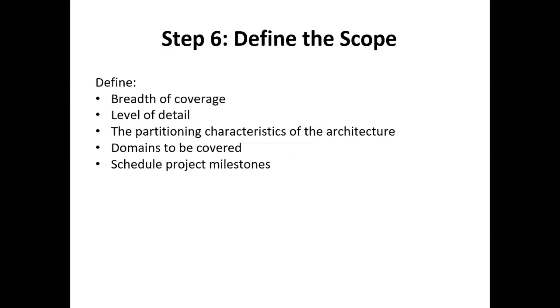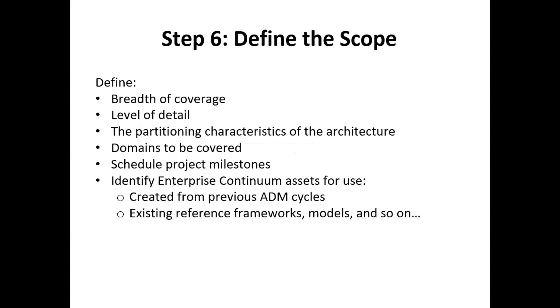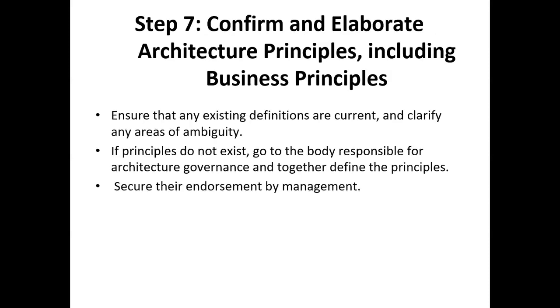Step number 6. Define the scope, breadth of coverage, level of detail. Here, in the preliminary phase, you agree on the scope. In phase A, you define the scope, or you finalize and confirm the scope. So step number 6, define the scope. Please remember, scoping is finalized in phase A, not the preliminary phase. Got it? I remember.